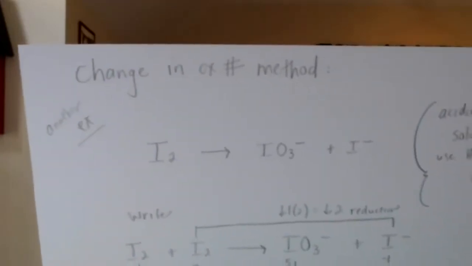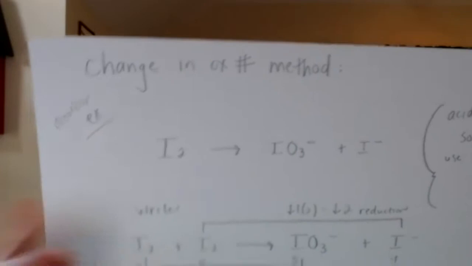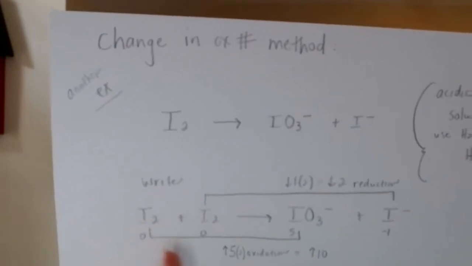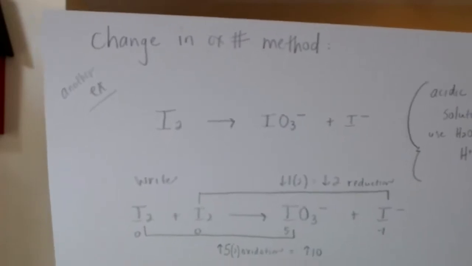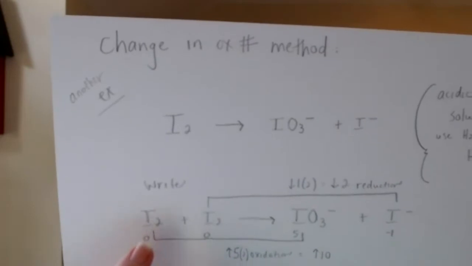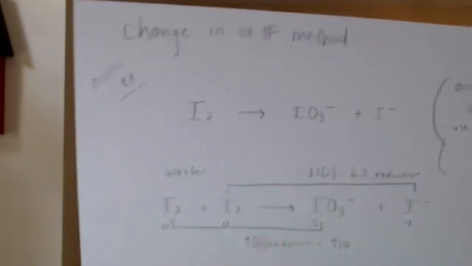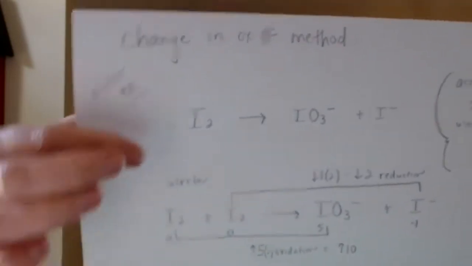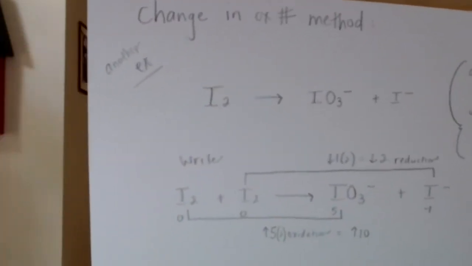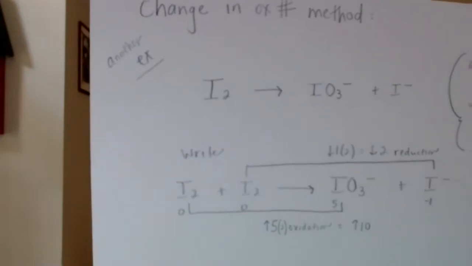You figure out that this iodine here went up by 5, but there's 2 doing it. So that's an up of 10. That means oxidation. That means the iodine going to iodate is the reductant. Whenever you have 1 reactant, when we ask you reductant or oxidant, you've got to mention what it goes to.